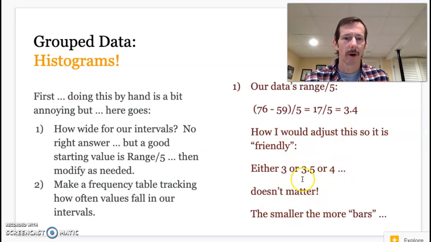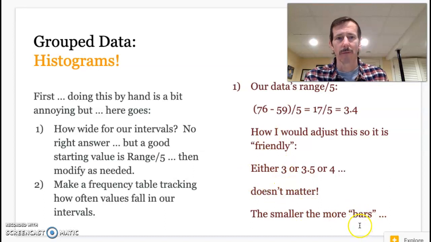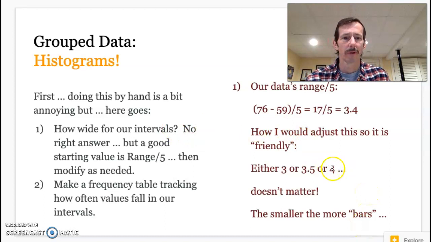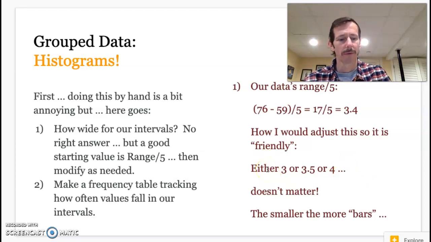The smaller this number happens to be, the more bars you're going to have. And so if you don't want a ton of bars, you want to make this number like a 4 instead of a 3. And if you did it with 5, that'd be great. And even if you did it with 2, you'd have a ton of bars, but you could do it. So we'll kind of show you both of those as we build our histogram.